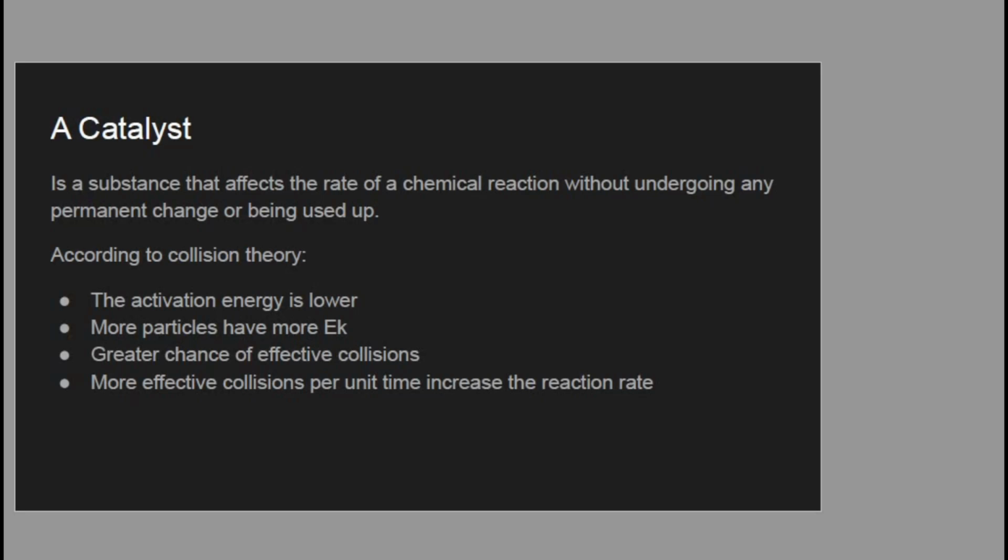But according to collision theory, how does a catalyst work? It lowers the activation energy, as I've mentioned. That means more particles have enough kinetic energy to collide effectively. There's a greater chance, therefore, of effective collisions, and as a result, more collisions occur per unit time, and thus the rate of reaction increases.